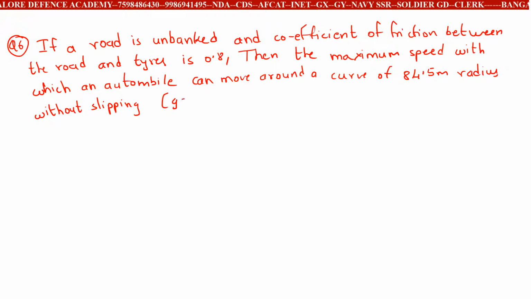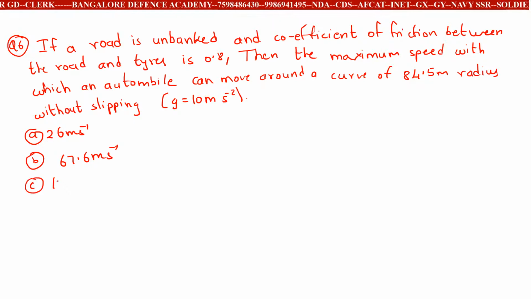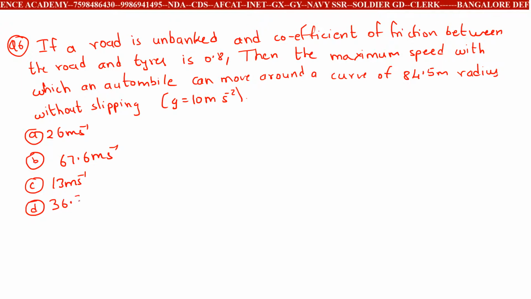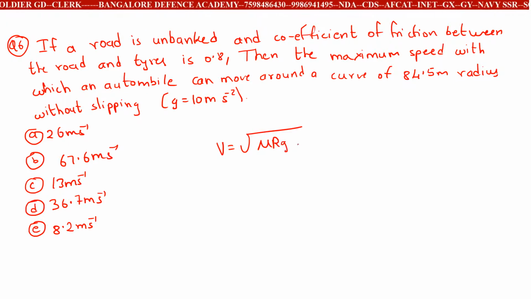So find out. Let us take g is equal to 10 meter per second square, and the options given are: option A is 26 meter per second, option B is 67.6 meter per second, option C is 30 meter per second, option D is 36.7 meter per second, and option E is 8.2 meter per second. Use the same formula, v is equal to root of mu into R g, that is radius into g.